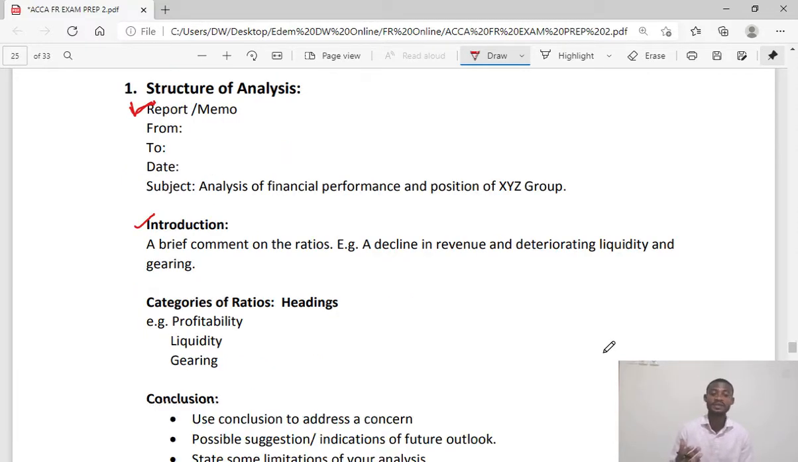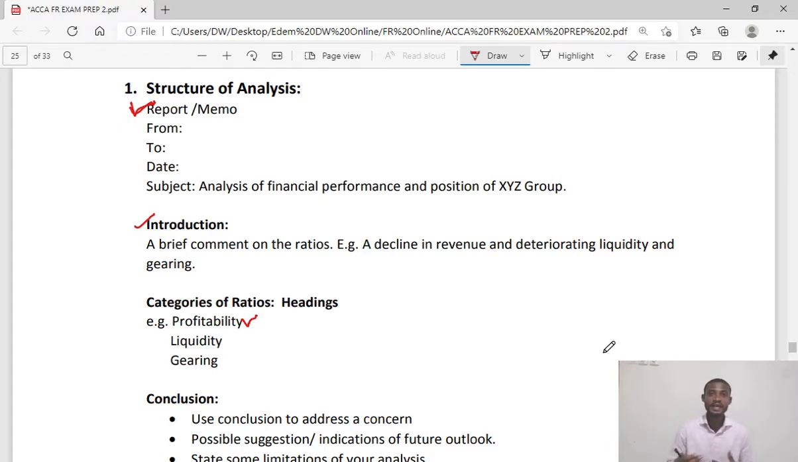generally we have profitability, we have liquidity, we have gearing. So you use headings for each. To start with, you can have one heading, call it profitability or performance. So you talk about all the profitability issues or ratios, and sometimes you can start with revenue. So you analyze revenue, you analyze gross profit margin, you analyze operating margin, you analyze net asset turnover, you analyze return on capital employed, and so on. So you analyze all of these under the profitability ratio.